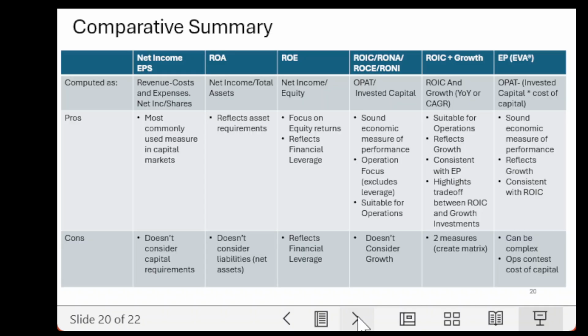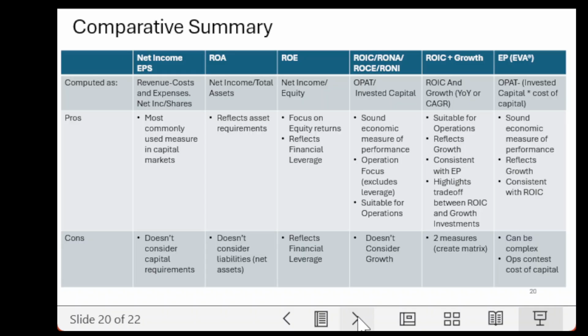ROIC is a very good measure, also called RONA, ROCI, RONI, return on net investment. That's the one that I grew up with and later was responsible for overseeing the corporation I worked for. Pros for those measures: sound economic measure of performance. They reflect the capital. They're suitable for operations. The negative is it doesn't consider revenue growth.